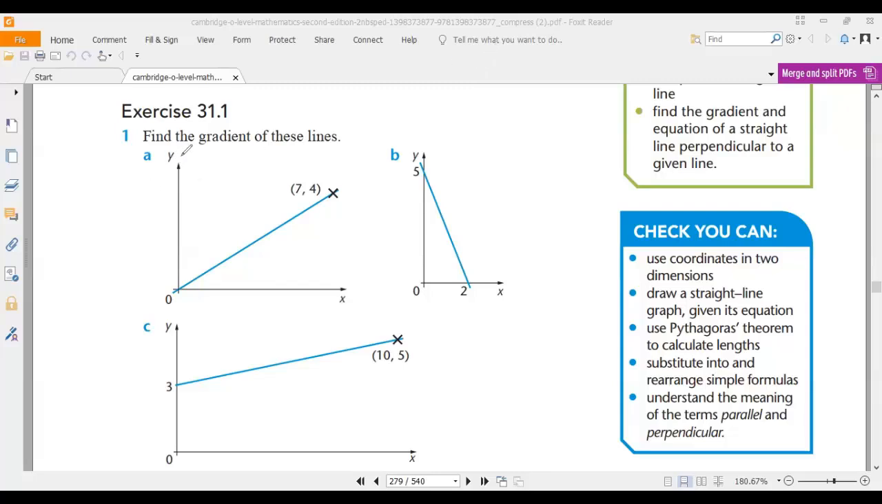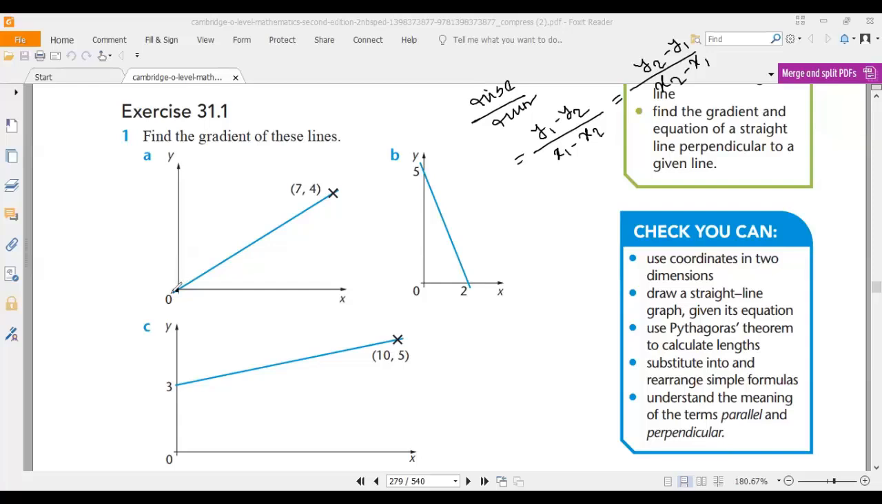So here the question says find the gradient of these lines. We know that gradient means rise over run. So right now, how can you solve it? The formula for rise is y1 minus y2 and the formula for run is x1 minus x2. Or we can use another formula, that is y2 minus y1 divided by x2 minus x1. Any formula we can use.